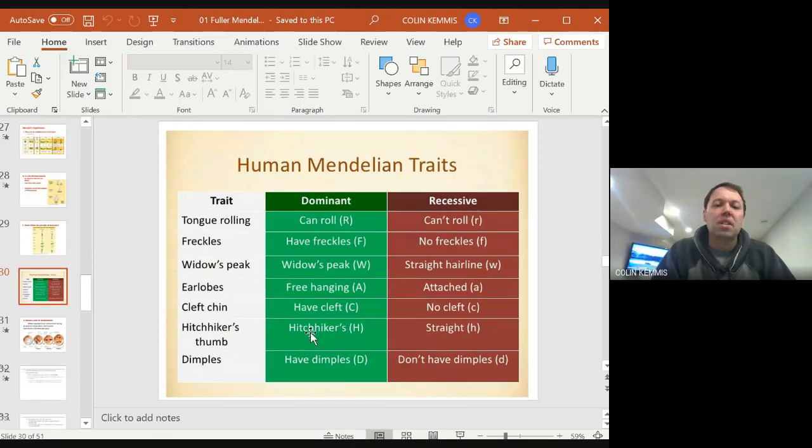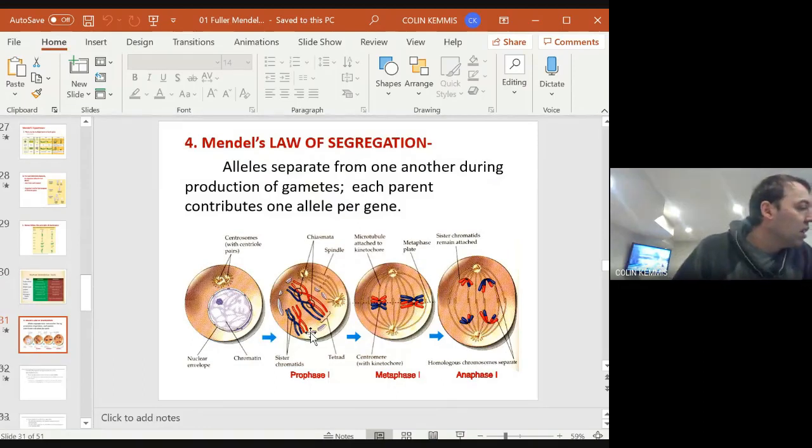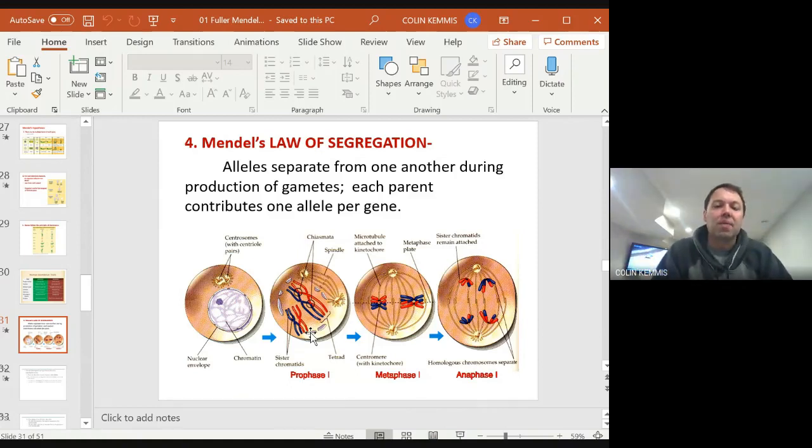Not sure what they are. A simple search to look that up again. All right, law number 4. A sperm or egg carries only 1 allele for each inherited trait character because the 2 members of an allele segregate or separate from each other during the production of gametes. This statement is now known as the law of segregation.